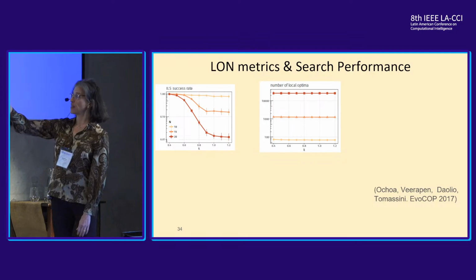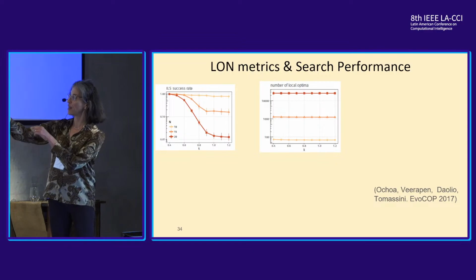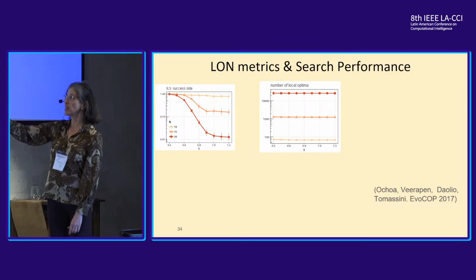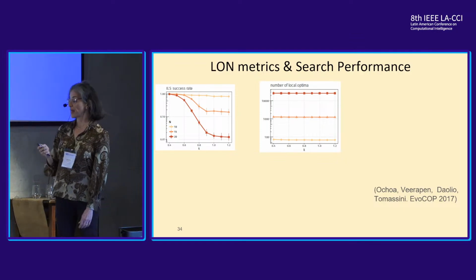So this is the success rate of an ILS algorithm. Let's concentrate only on the darker one, n equals 20. You can see that the success rate really decreased with the increasing k, the complexity parameter.